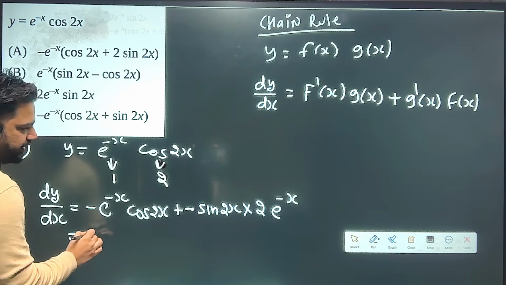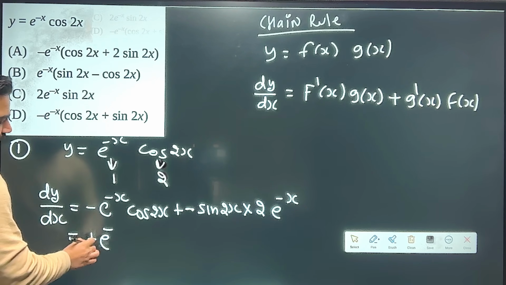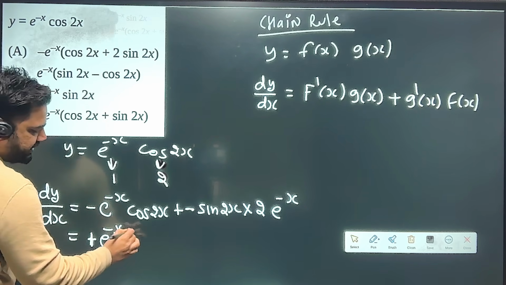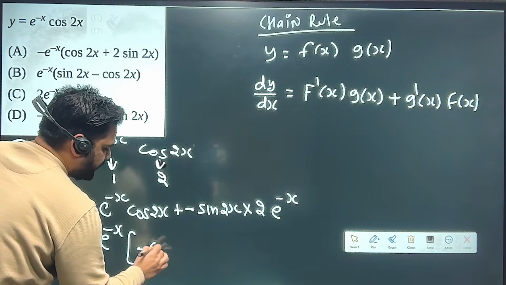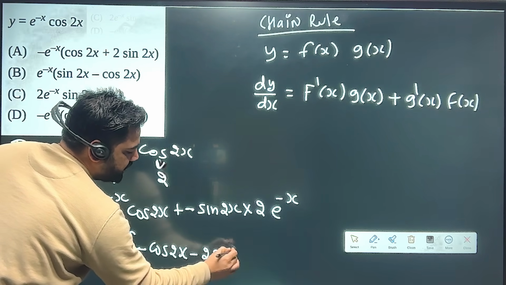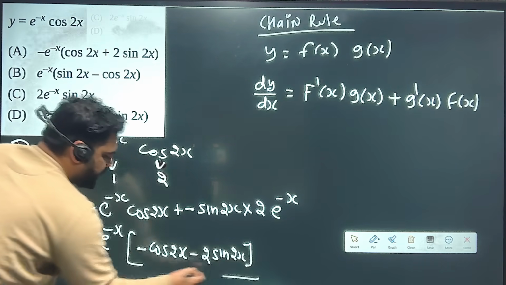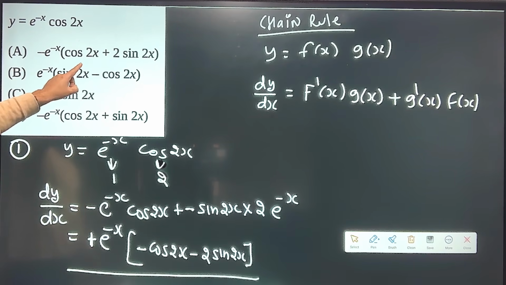And now if we take something common from here, what can we take common? If we take e power minus x common, then what will be left inside? Here it will be minus cos 2x, and here it will be minus 2 sine 2x. This is our complete answer. You can also take minus common outside, and you can check which option is exactly the same. You can see minus is outside, e power minus x, cos 2x and plus sine 2x. So option A will be the correct option.